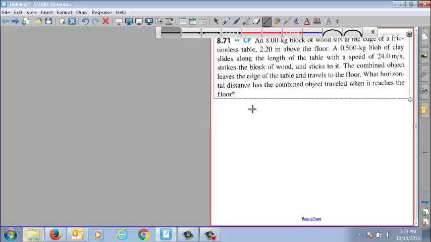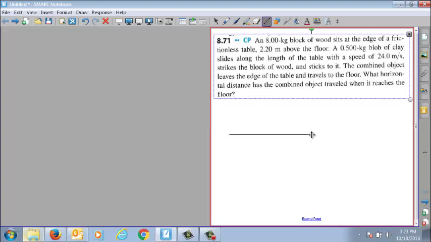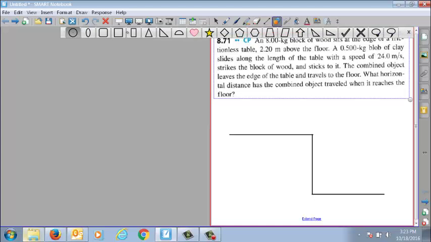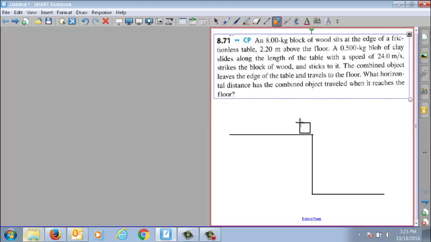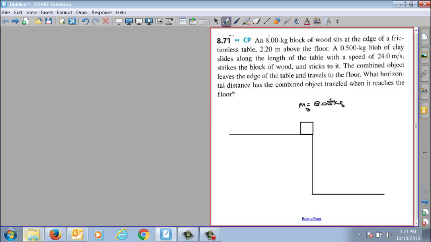So let's draw that. So here's the table. Here's the edge of the table. Here's the floor. And there is a block sitting right on the edge, and it's originally stationary. I'll say the mass of the block, big B for block, is 8 kilograms. The height above the ground is 2.2 meters.